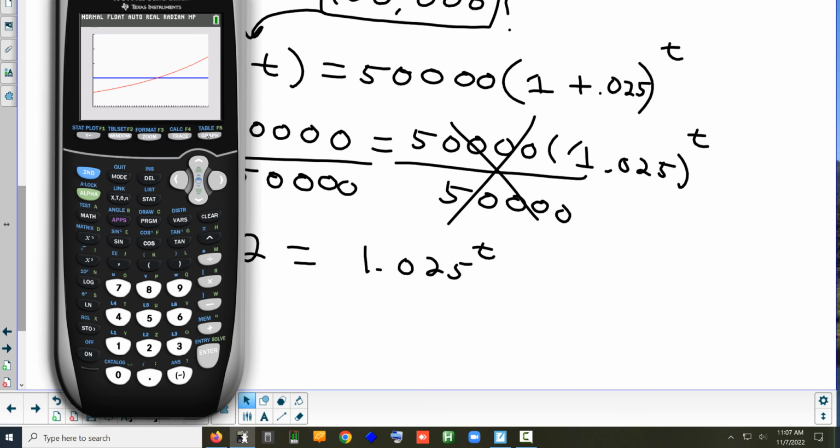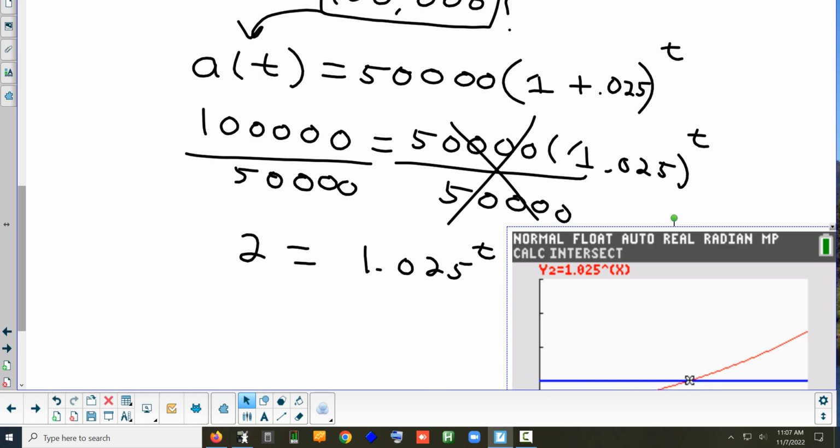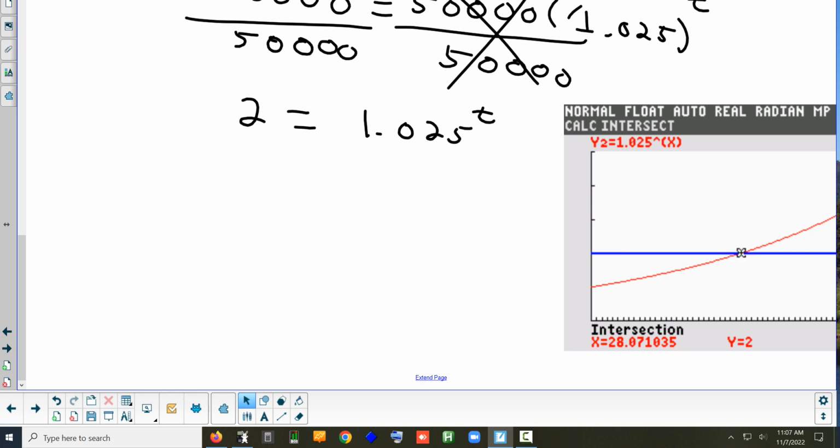And what did we do from there? Find the intercept. I'm doing this because then when we do it algebraically, I can confirm we did it right. It says it should take about 28.07 years. Okay, so that's graphic. We've done that. Let's see how we could finish solving this algebraically.